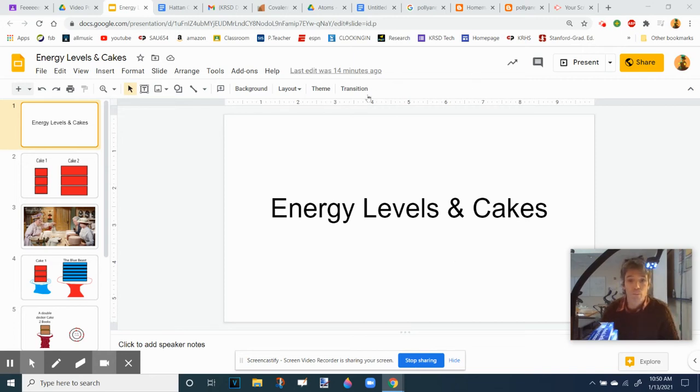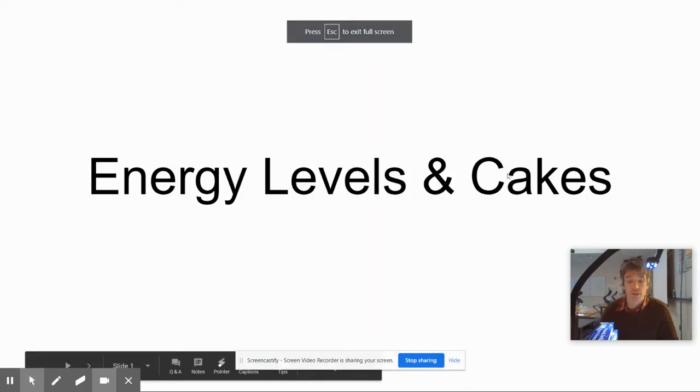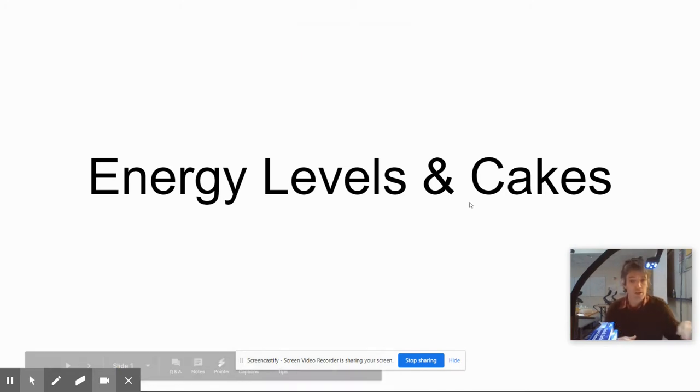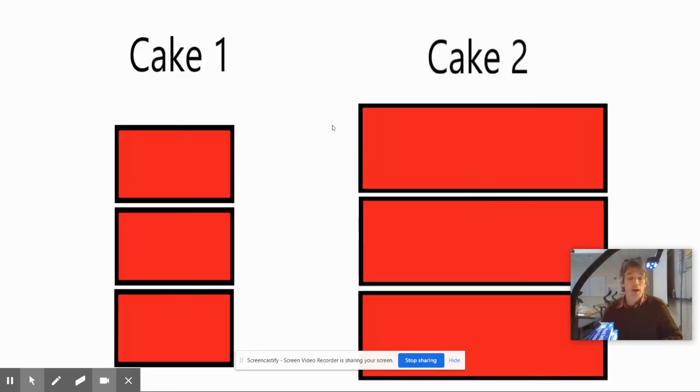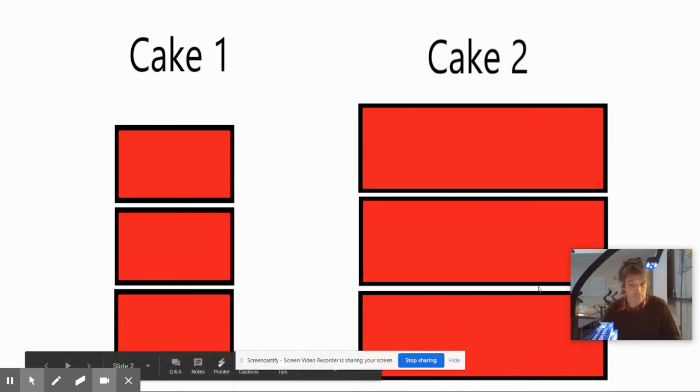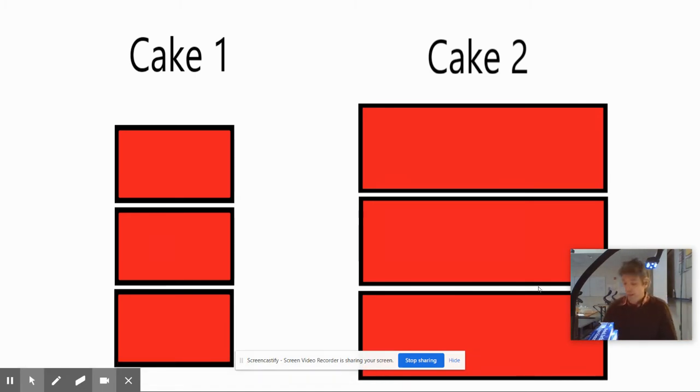Okay, everybody, the purpose of this is for you to be able to compare and contrast energy levels of atoms to cakes and what their patterns are here, all right? Now, cakes come in all different shapes and sizes. These two cakes are different sizes, but they have the same number of layers, all right? And I'm going to compare cakes to atoms, as I'll show you in a minute.